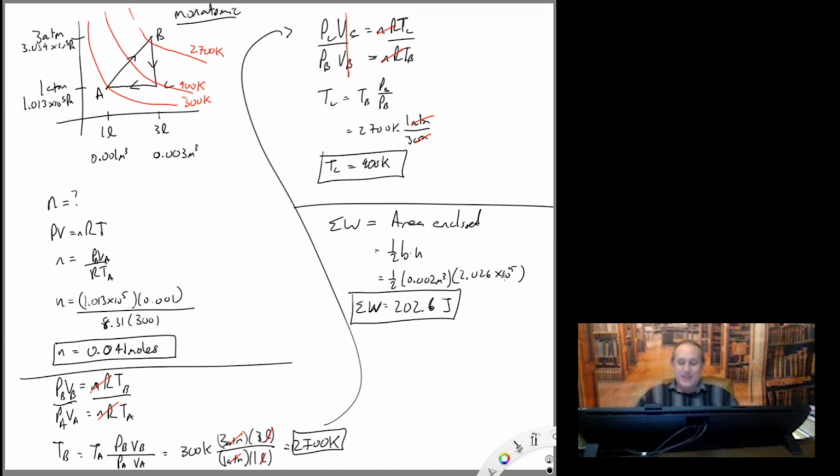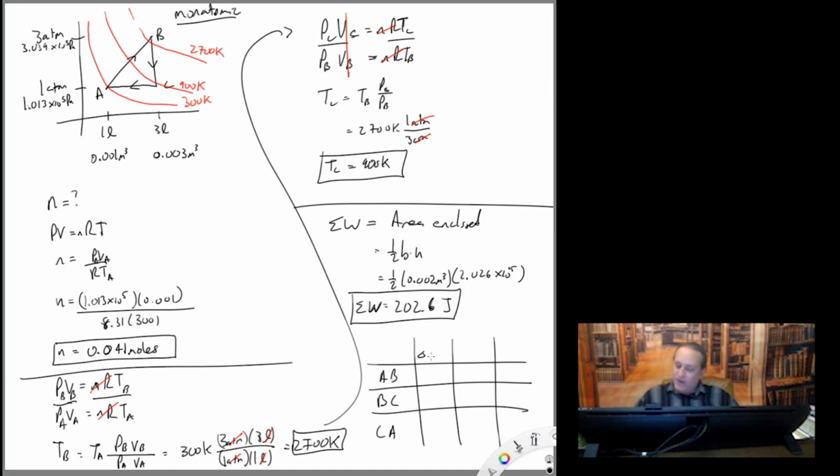Now we need to find the heat input. And just like we did last time, I'm going to make a little table so we can, without actually computing stuff, determine where the heat is going in and where it's going out. So we're going to have going from A to B, and then B to C, and C back to A. And we're going to find the sign of delta U, and the sign of W, and the sign of Q.